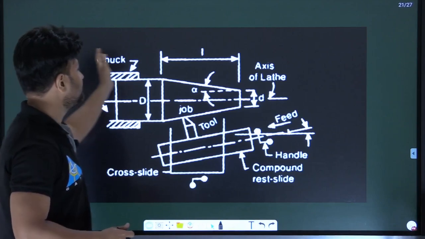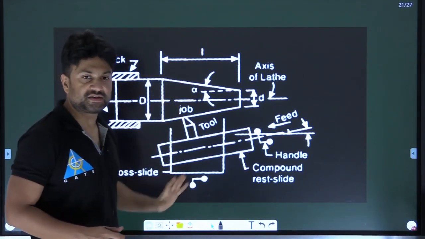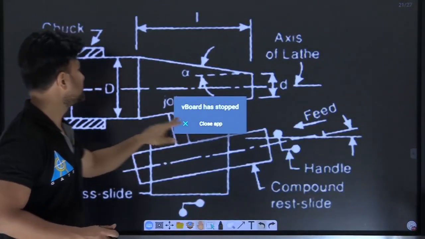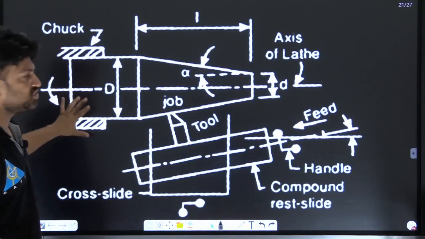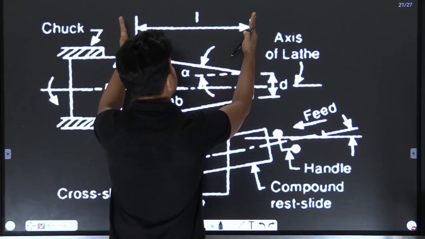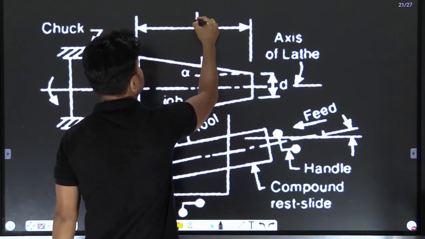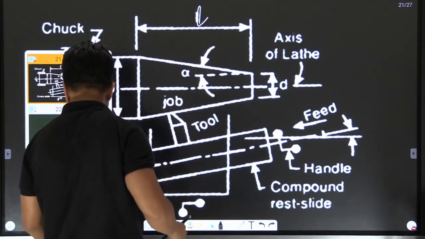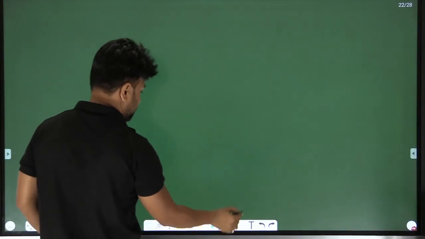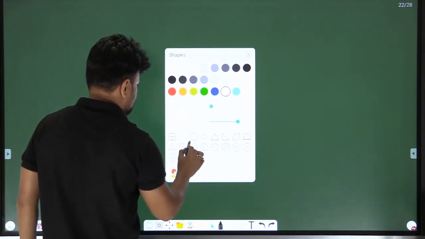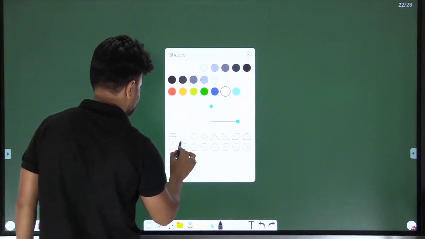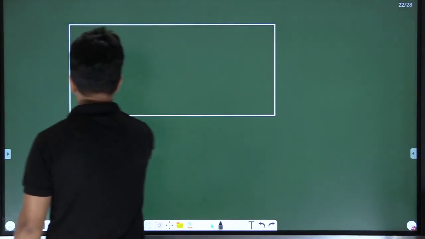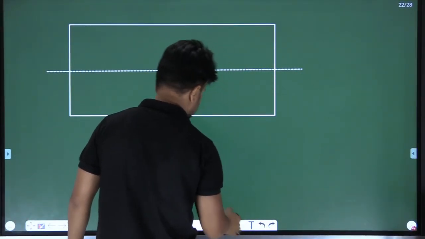Now suppose that out of the total length, this part of the length is held in the chuck, and out of the total length, I am doing taper turning only on this portion. Let's say it is a small l. Or I will make the diagram again. No problem for that. Look here.